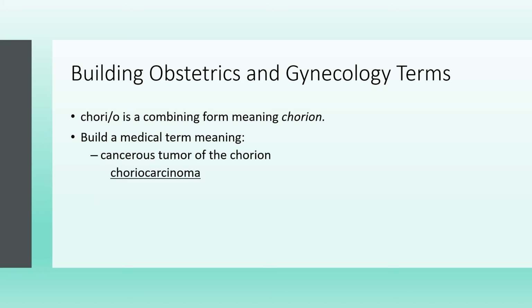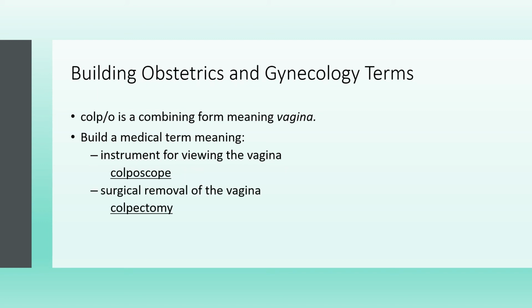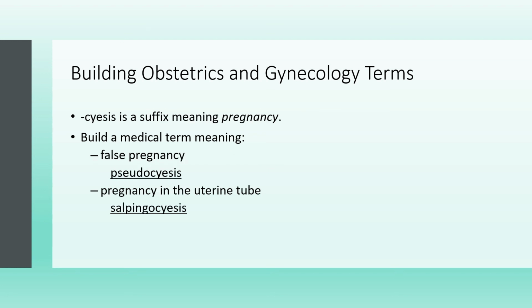Choriocarcinoma is a cancerous tumor of the chorion. A colposcope is an instrument for viewing the vagina. Colpectomy is the surgical removal of the vagina. Pseudocyesis is a false pregnancy. Salpingocyesis is a pregnancy in the uterine tube.